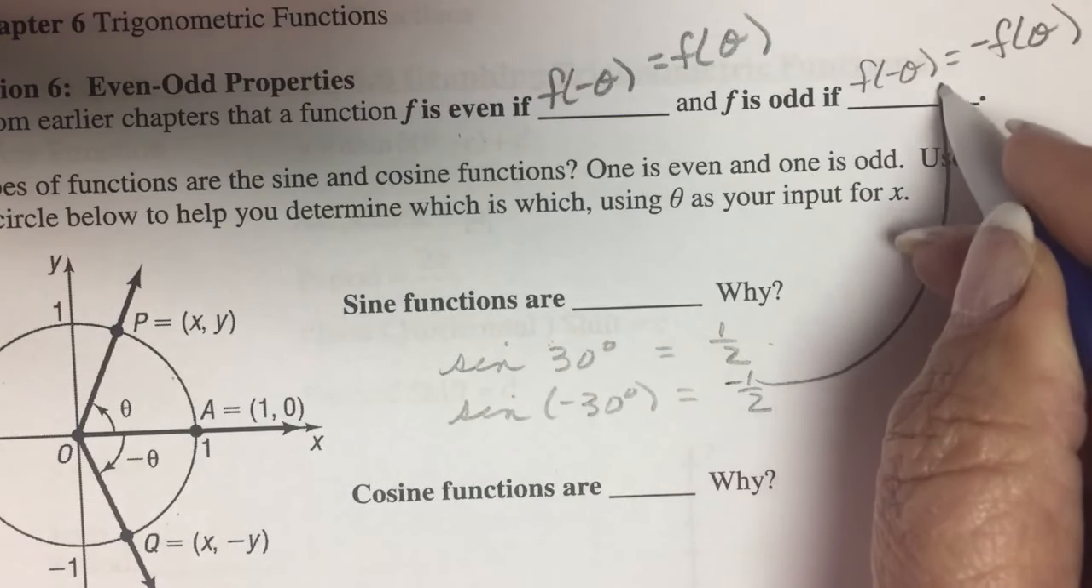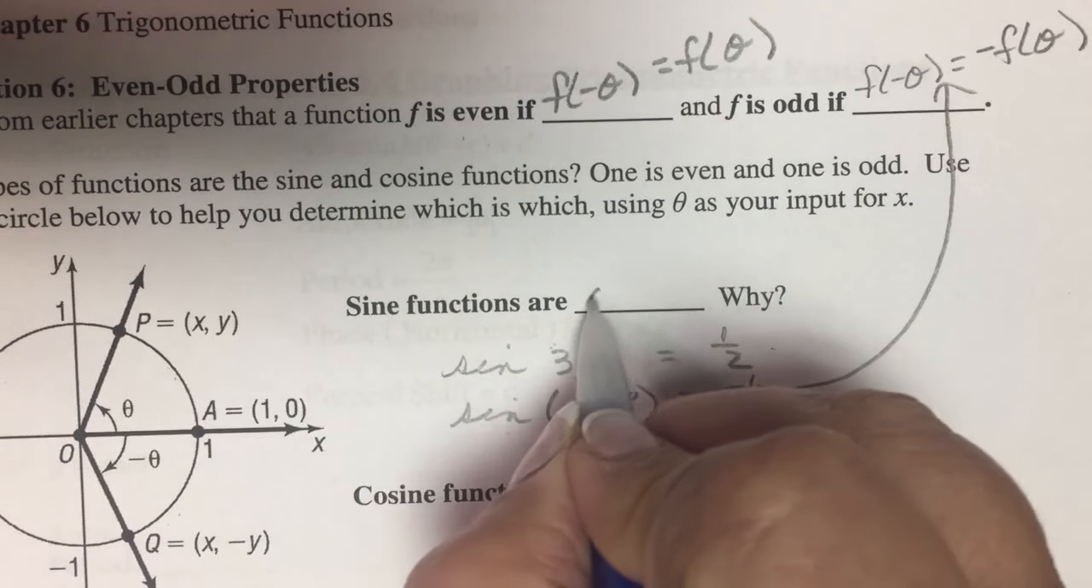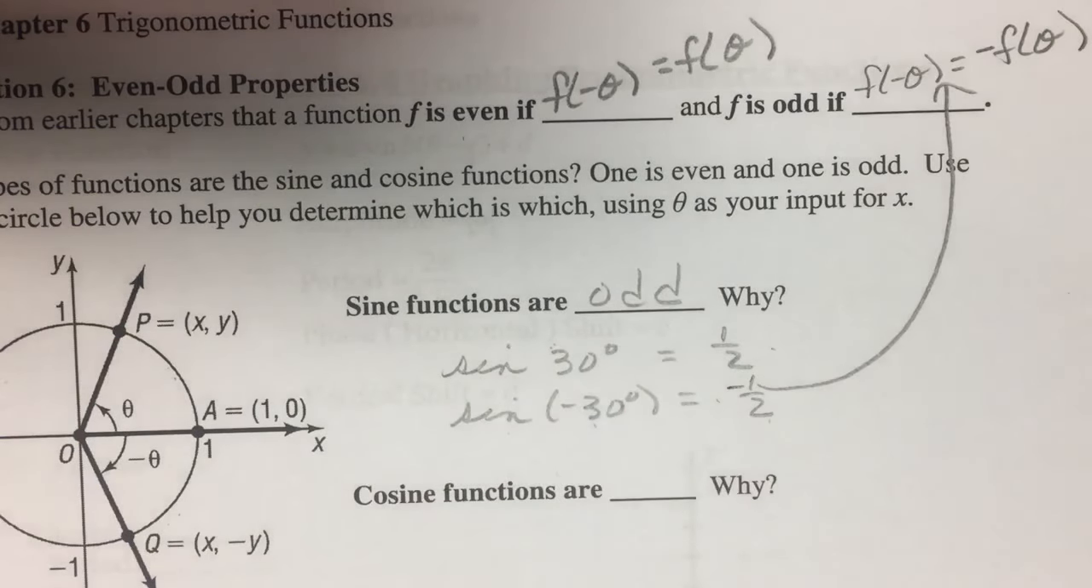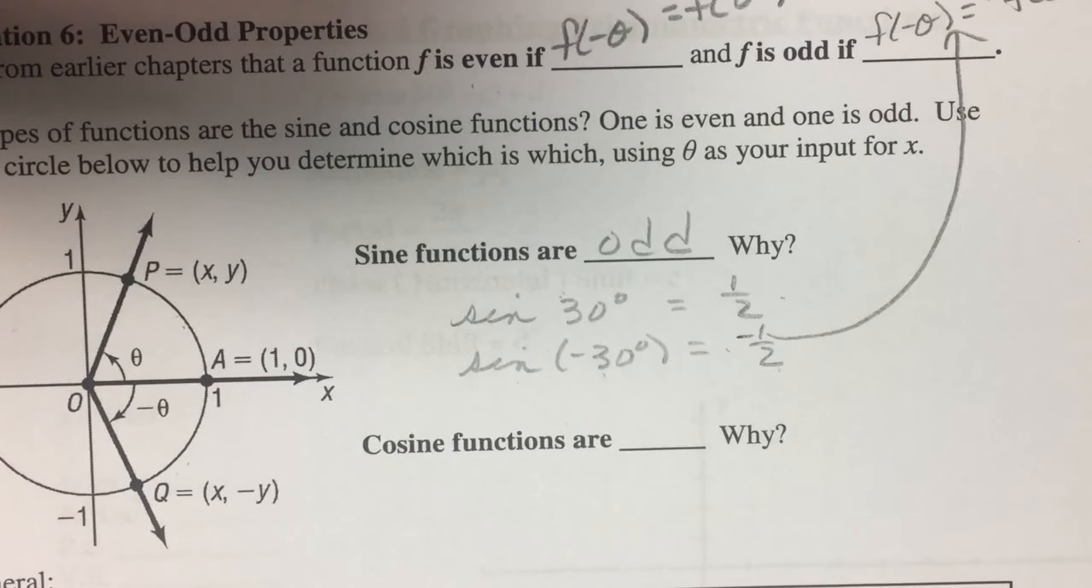This follows that up there. The sine of negative theta is equal to the negative sine of theta. So you need to know that the sine function is odd. When we graph it, you'll be able to see that it's odd because it'll be symmetric with respect to the origin.